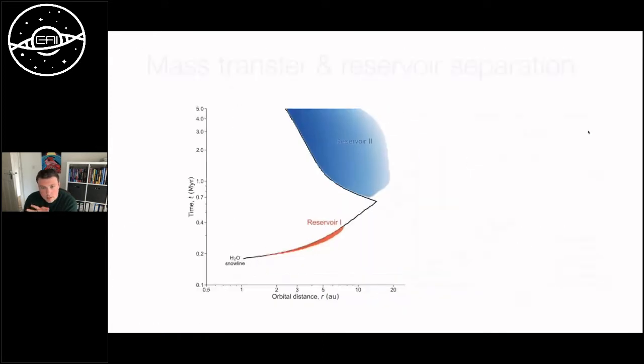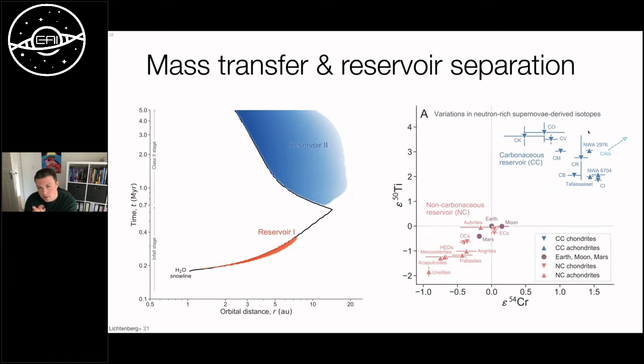Okay, so coming back to this plot here, now with the helpful color choices for the non-carbonaceous reservoir in red and the carbonaceous reservoir in blue. So the question is, can this formation scenario explain the isotope dichotomy that we see in inner and outer solar system objects? So the question here becomes, can this structure formation or planetesimal formation mechanism that initiates ultimately the growth of planets prevent complete homogenization of the disk? And this is actually the central question of the isotope dichotomy.